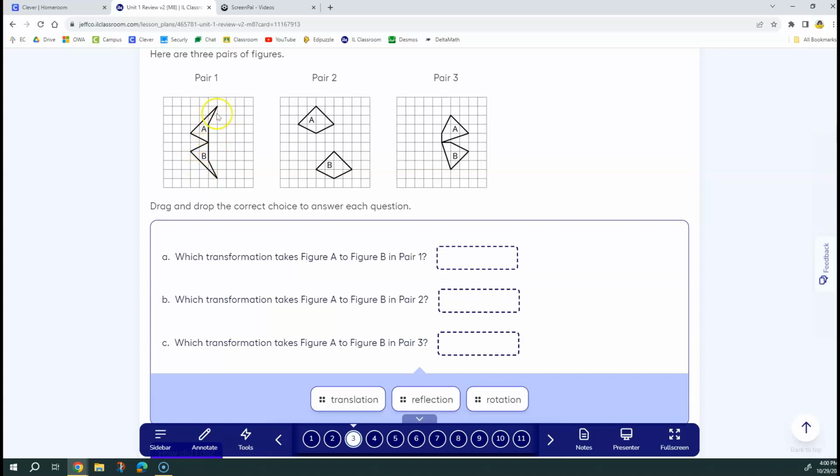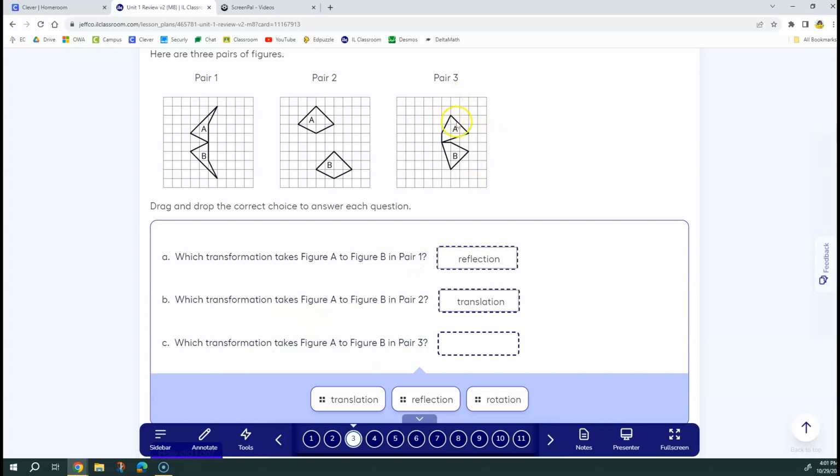Kind of looks like a spaceship, but that is a reflection. Okay. If I could fold right here along this line, shape A and shape B would match up exactly. Which transformation takes figure A to figure B in pair 2? Okay, well, figure A and figure B, they're facing the exact same direction. So it looks like they have just slid to the right and then down. A slide is a translation.